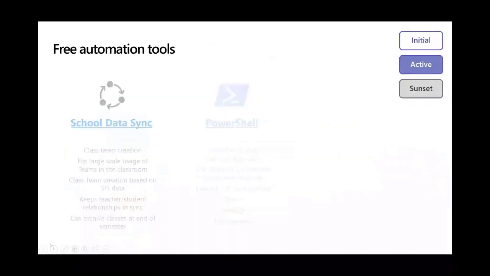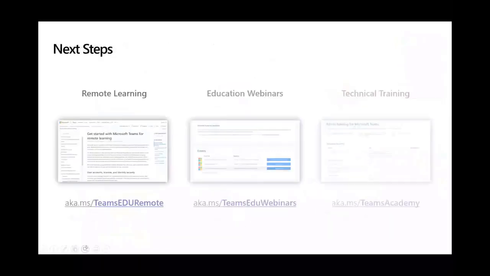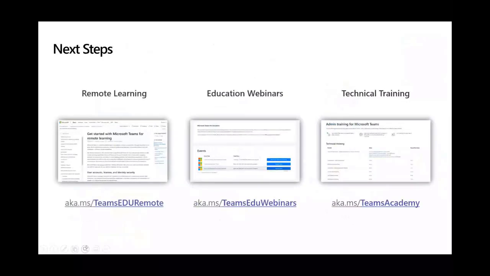I did jump the gun a little bit, and I apologize once again for that. But there are 3 automated tools I mentioned: School Data Sync, PowerShell, and Graph API. Now, there's a number of additional links available to you, which we'll make sure are added to that Uber link.